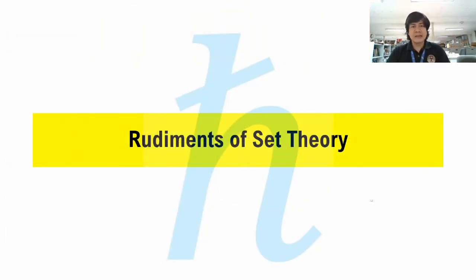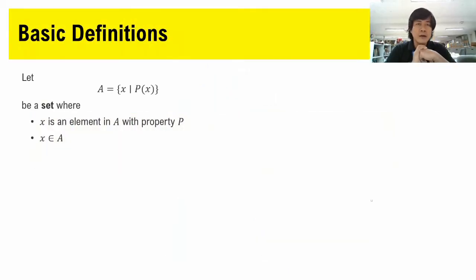Now, let us quickly review some of the rudiments of set theory which you have learned maybe when you were in senior high school or in your Math in the Modern World class. Again, let us go back to how we defined our set earlier, by simply looking at the collection of all elements having the same property. So in this case, we simply let A be the collection of x with the property P.